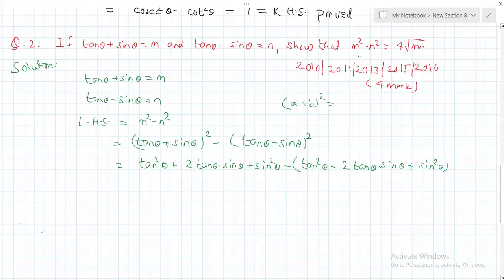(a+b)² means how much? a² + 2ab + b². Similarly, we know the formula of (a−b)², which is equal to a² − 2ab + b². So we use both of these formulas. Now here we solve it. Let us see what we can do now.